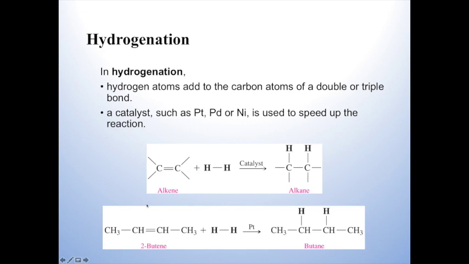Such an example is butene, 2-butene in this case. You have a double bond between the second and third carbons, and hydrogen adds to it, breaking the double bond and adding hydrogen to each of the carbon atoms that had the double bond between them to make butane.